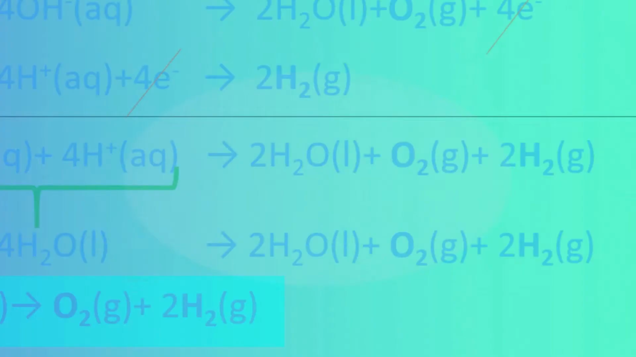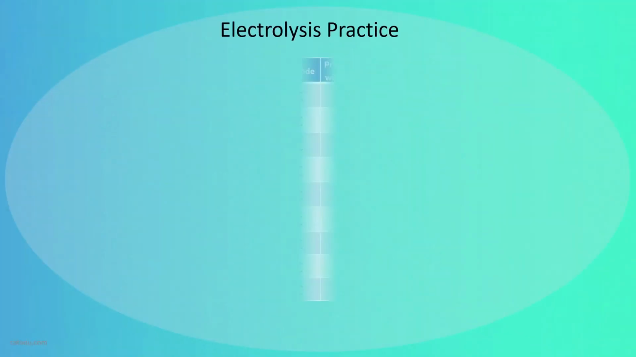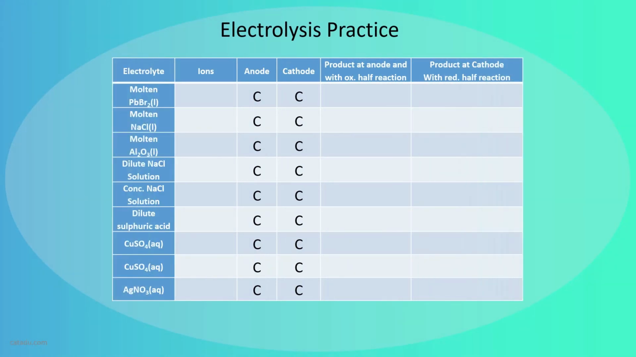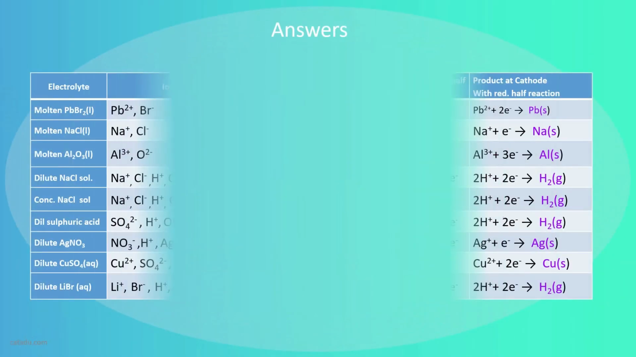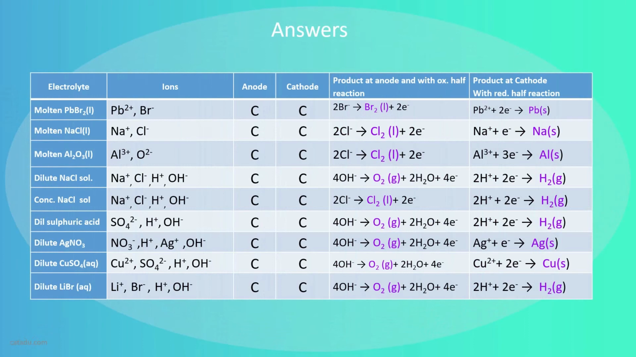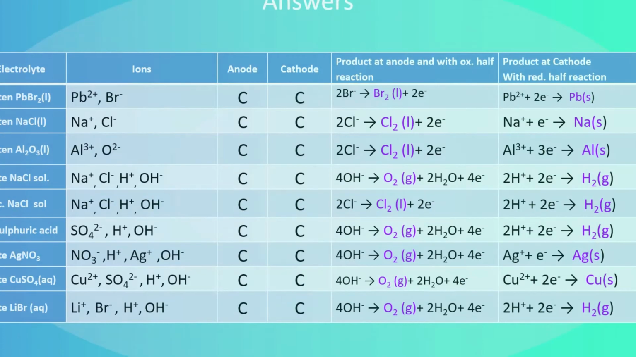One exercise you have to practice. There are some electrolytes, and the anode and cathode are given. Here the anode and cathode are both made of graphite. You have to complete the ions in the electrolyte and the products at the anode and cathode. Try to complete this exercise, then compare with my answer. If you have any problem here, you can write in the comment of this video.